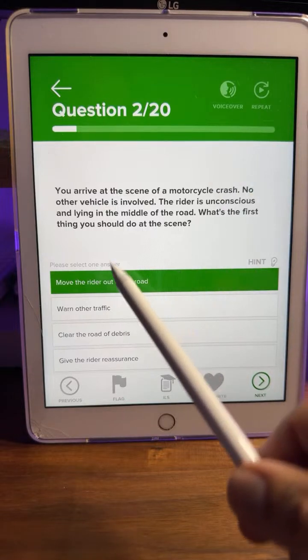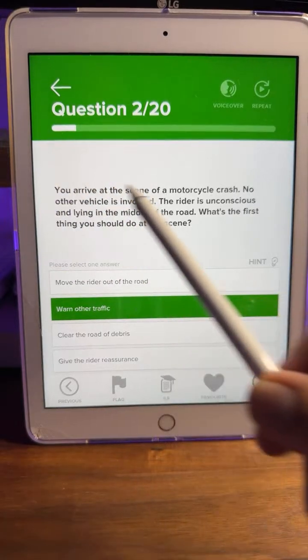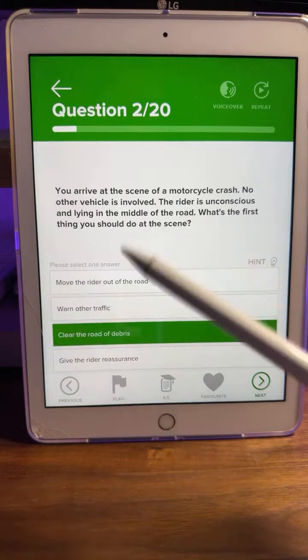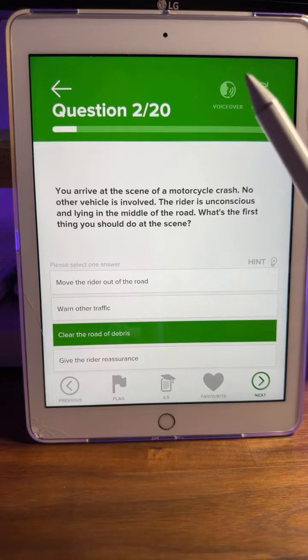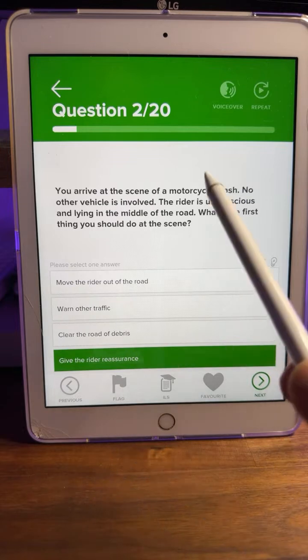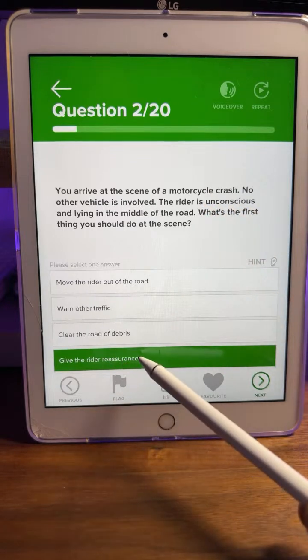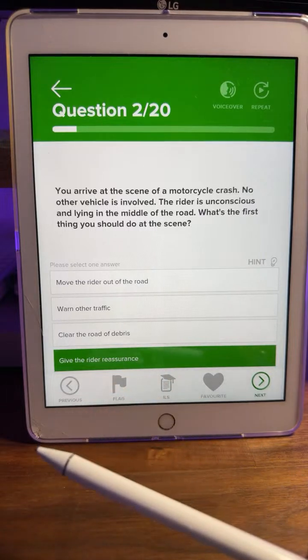Okay. Warn other traffic. That could be possible, especially if you arrive and you're the first person there. Okay. Clear the road of debris? No, leave that alone. You don't want to be, because if another car's coming, you could be injured as well if they don't realize that there's a crash there. Give the rider reassurance? Well, they're unconscious. How can you reassure them? Does that make sense? Love is saying B. Paulus is saying B as well.